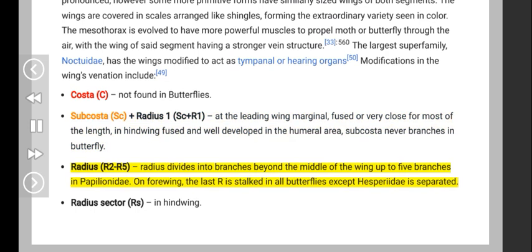Radius R2 to R5. The radius divides into branches beyond the middle of the wing, up to 5 branches in Papilionidae. On the forewing, the last R is stalked in all butterflies except Hesperiidae, where it is separated. Radius sector Rs in the hindwing.